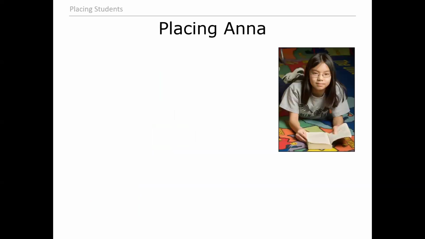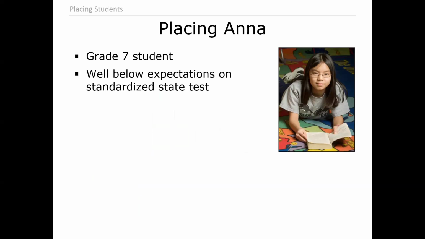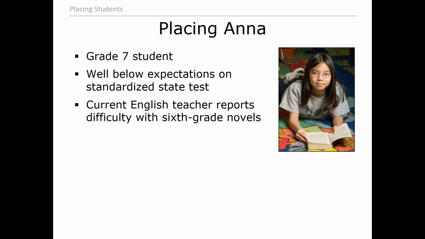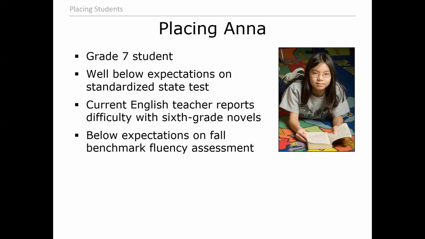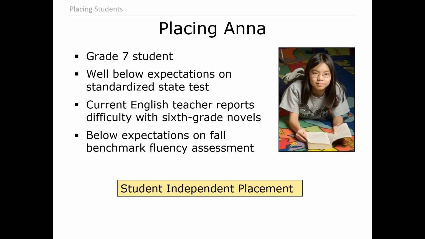Now, Anna is a 7th grader. She's below expectations on standardized tests. Her English teacher says 6th grade stuff is hard for her. She's below expectations on a fall benchmark fluency assessment. And as a 7th grader, I think she could probably handle independent placement. You know, she doesn't have a speech issue or a very strong accent. So I think independent placement is a good option for her.